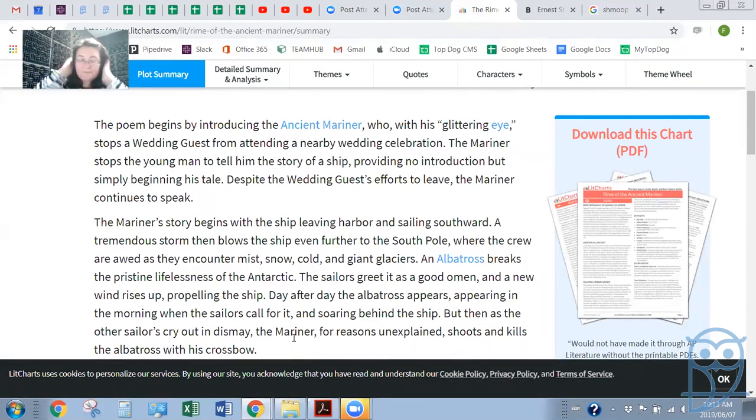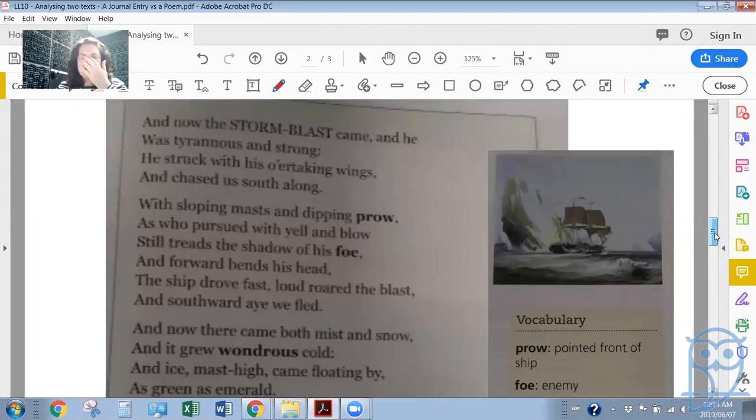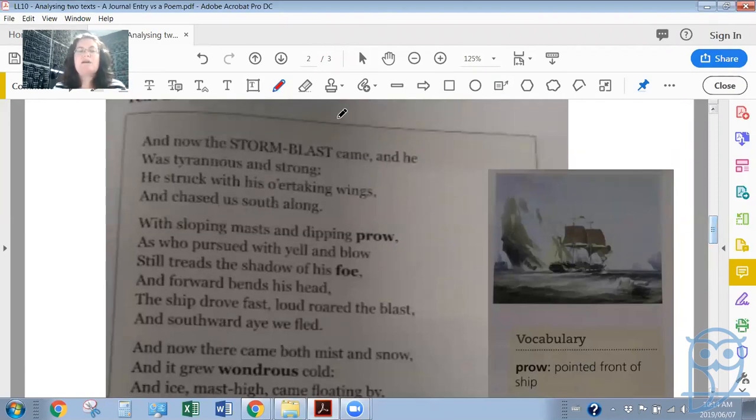It's a very, very long poem. But like I said, it's a ballad. And if we can come back to this main document. All right, so now let's look at this extract from the Rime of the Ancient Mariner.